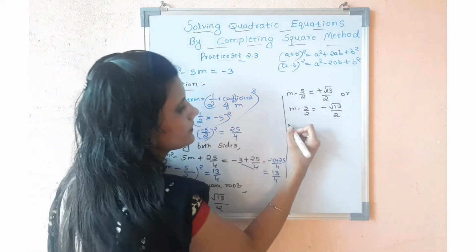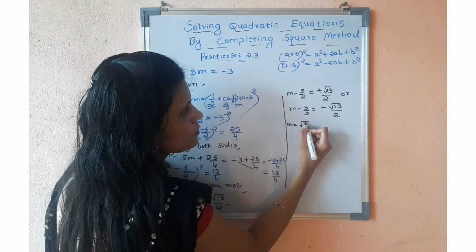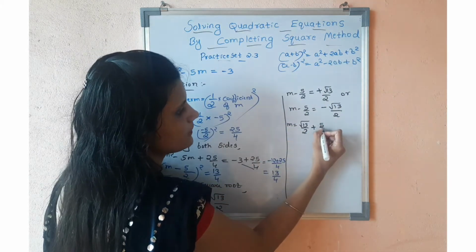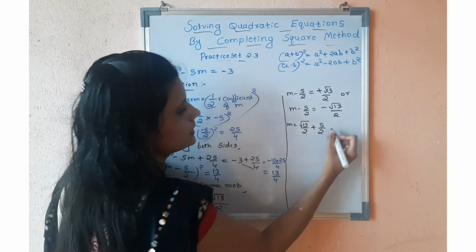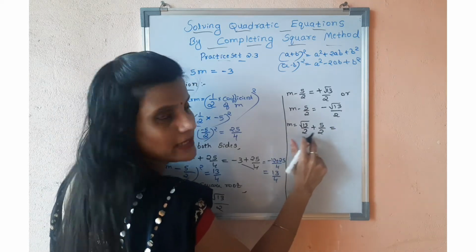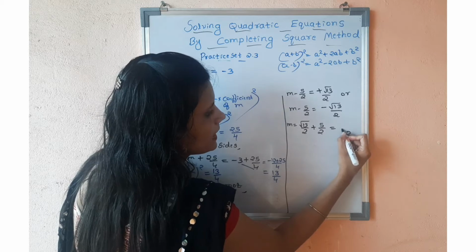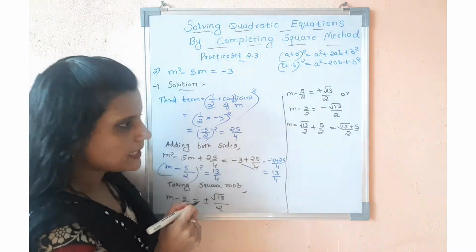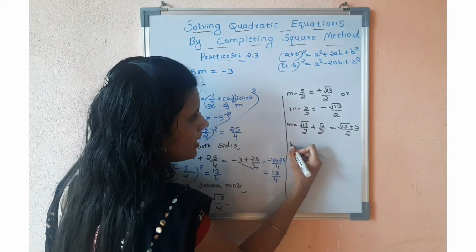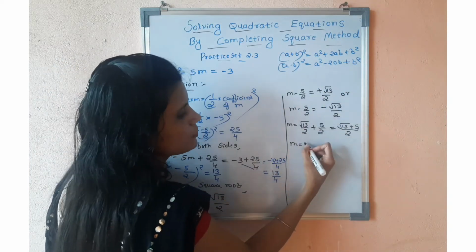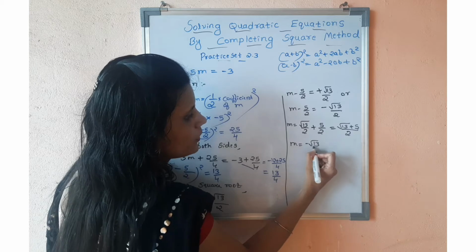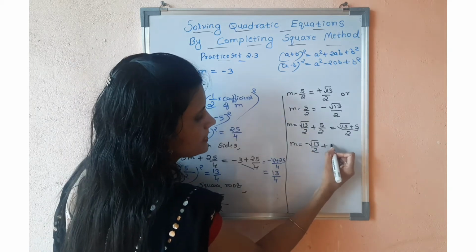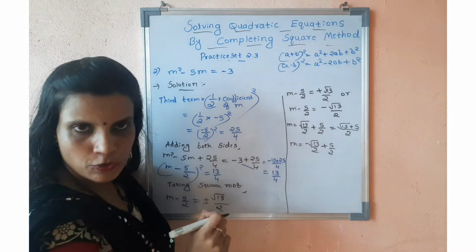Now we can solve. m is equal to root 13 by 2, minus 5 upon 2 I will bring this side, it will become plus 5 upon 2. Okay, here now the common denominator is 2, so it will become root 13 plus 5 upon 2. Simple. And the second one, m is equal to minus root 13 upon 2, minus 5 upon 2, once I bring this side, it will become plus 5 upon 2.